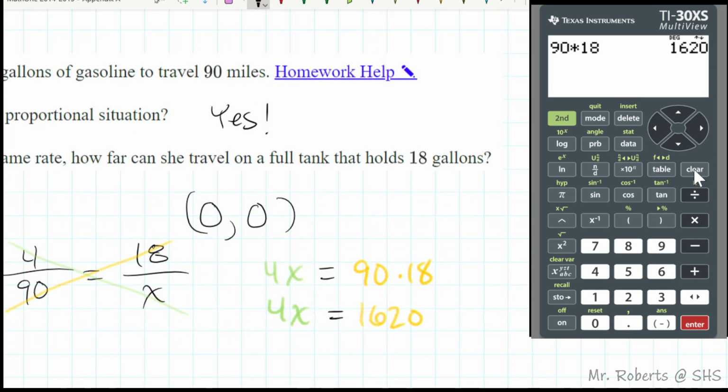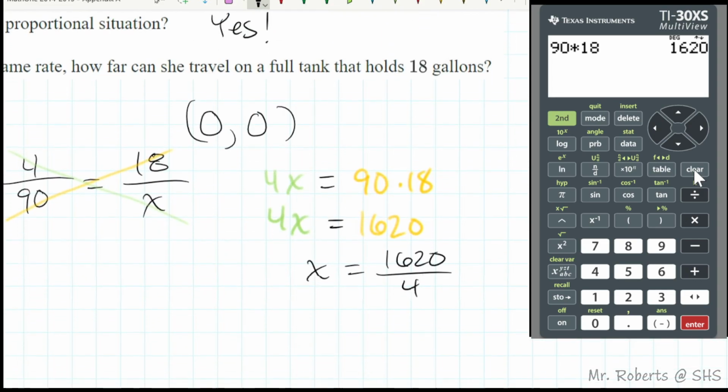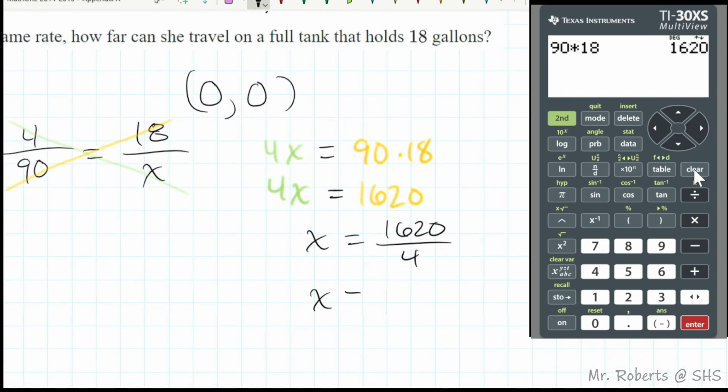And I'm just going to divide both sides by 4. So x is going to equal 1,620 divided by 4. So x equals 1,620 divided by 4. X is 405. So I could go 405 miles on a full tank of gas that holds 18 gallons.